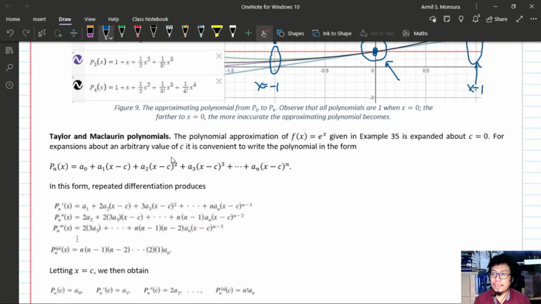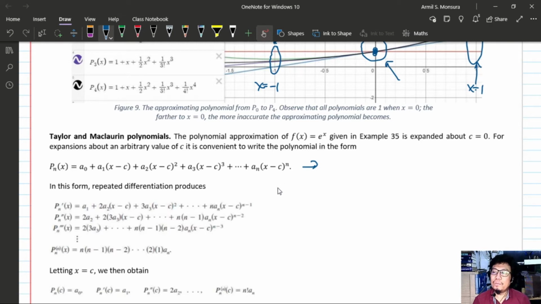For expansions about an arbitrary value of c, we would like to choose c so that your polynomial is centered around there. Remember that your approximating polynomial would approximate the given function best at that center. So this is our approximating polynomial. Later on, but at this point, just a little more, we will be able to name that polynomial.